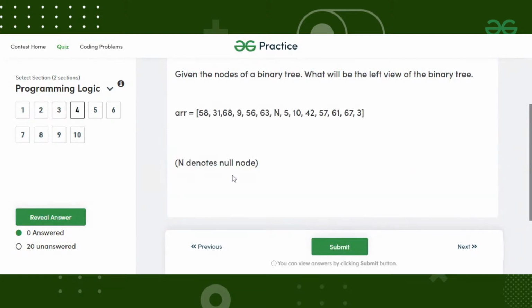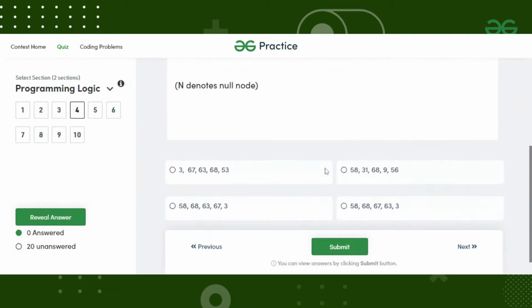Next, we have, given the nodes of a binary tree, what will be the left view of the binary tree? So what you need to do is simply construct the tree, right? And after constructing the tree, you will get your answer. In that way, you can find the answer to this question.